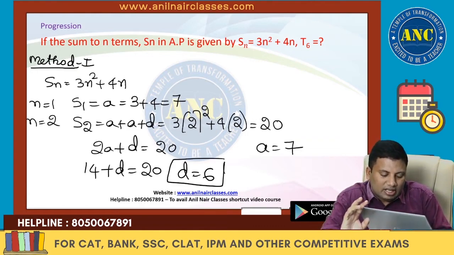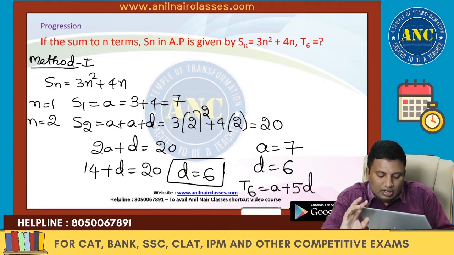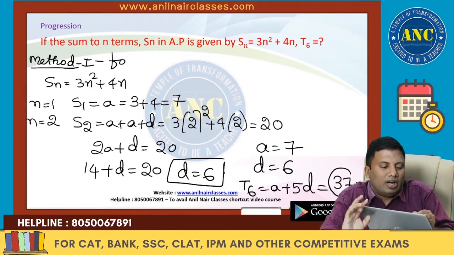A value is nothing but 7. D value is nothing but 6. T6 is A plus 5D. So the answer is 37. This is nothing but formula based learning.